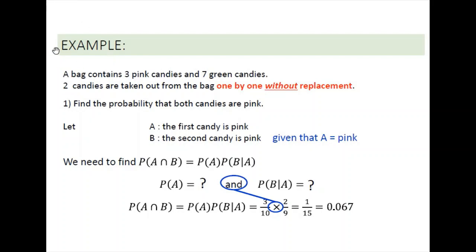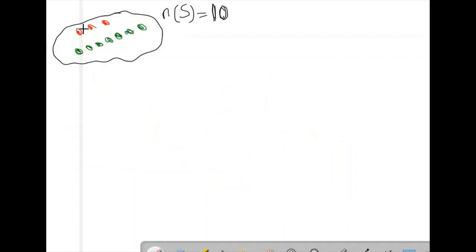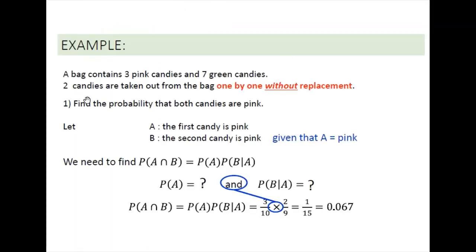Now look at this example. A bag contains 3 pink candies and 7 green candies. So look at here. You have a bag, in total 10 candies. It means the number of events or elements in sample space is 10. 3 pink and 7 green. 2 candies are taken out from the bag one by one.